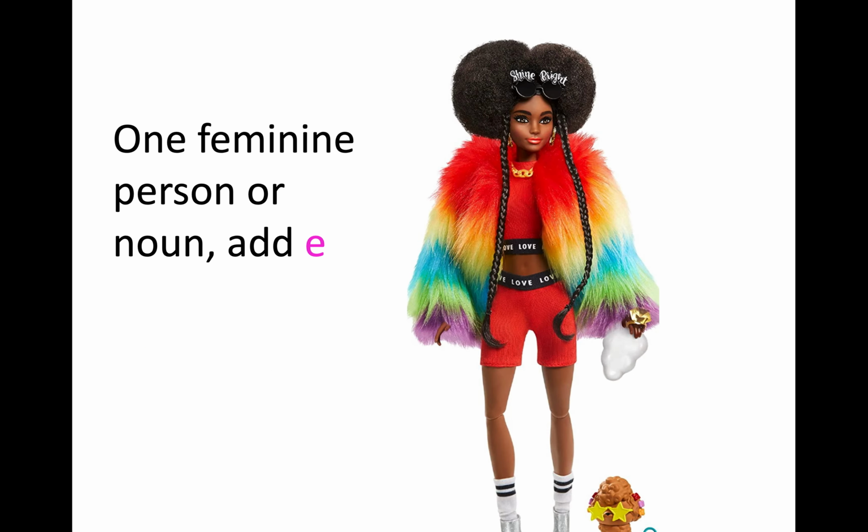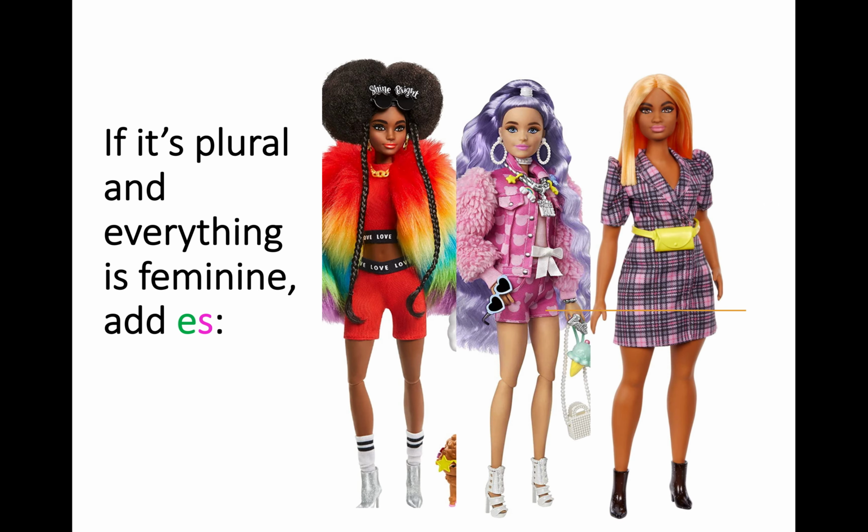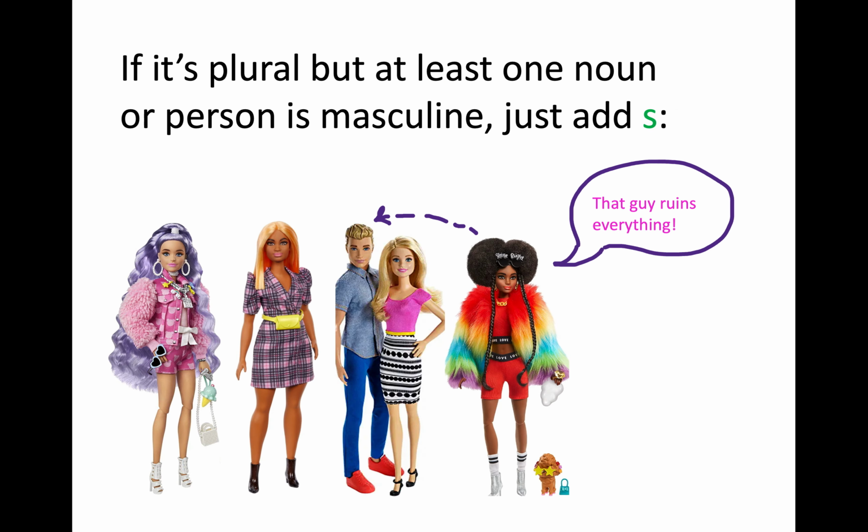If there's one feminine person or noun, you add E. Okay, we've already seen that. We're just going over it again. If it's plural, you add S. If it's plural and everything or everyone is feminine, you add ES. If it's plural but at least one noun or person is masculine, you just add an S. You don't add the feminine thing.